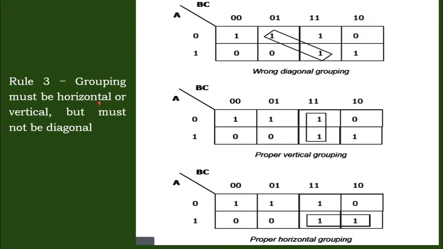Rule 3 says how the grouping can be done, whether vertically, horizontally or diagonally. Here is an example where the adjacent ones appear in the diagonal sense. This is a wrong diagonal grouping because we cannot combine the adjacent ones in the diagonal direction. We can group only the adjacent ones either in the vertical direction or in the horizontal direction. So rule 3 says grouping must be either horizontal like this or vertical like this, and should not be diagonal.